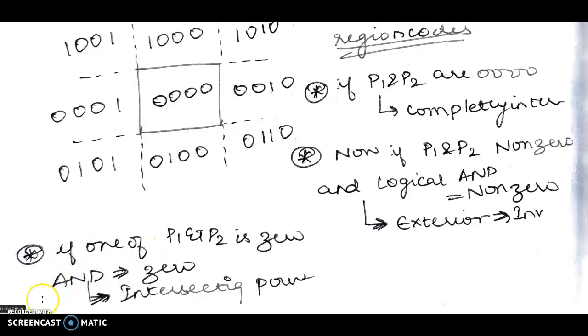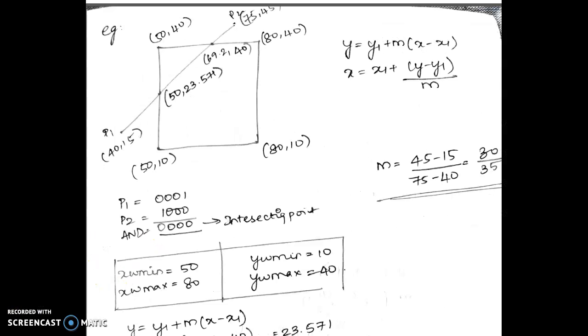Now let us solve a problem so that we can understand it better. Consider this example problem, where we have the window coordinates as 50, 10, 80, 10, 80, 40 and 50, 40. If you see, this is the y-axis, y minimum and y maximum. So x minimum is 50 and x maximum is 80. Y minimum is 10 and y maximum is 40.